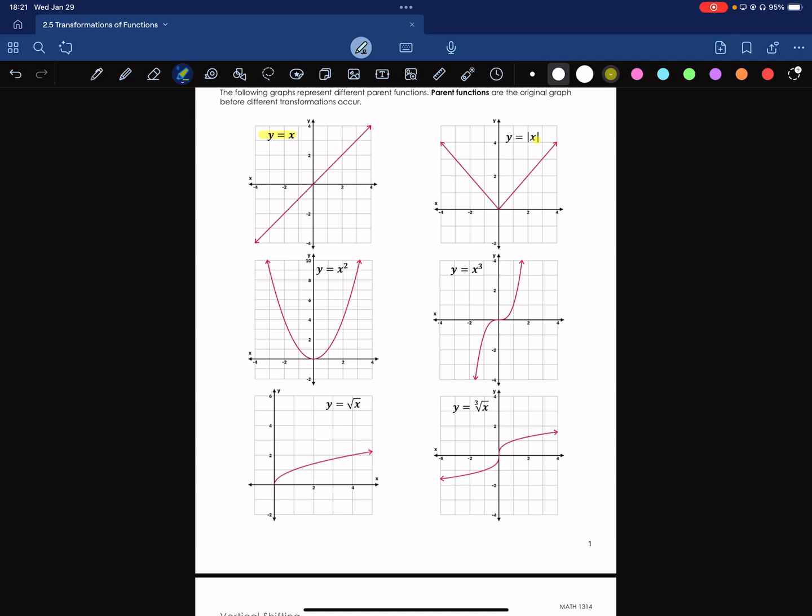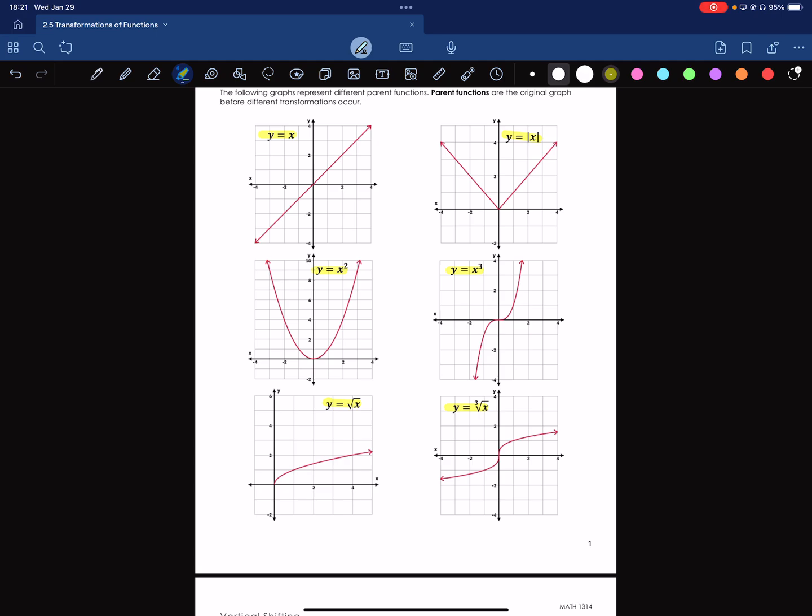The second one is the absolute value parent function. That is a V shape. The third one is the quadratic. That is the U shape. We have the cubic function, and then the square root and the cube root. So based on your equation, if you have the absolute value bars, if you have something squared, if you have something cubed, or you see one of the radicals, that's how you determine what the parent function is.